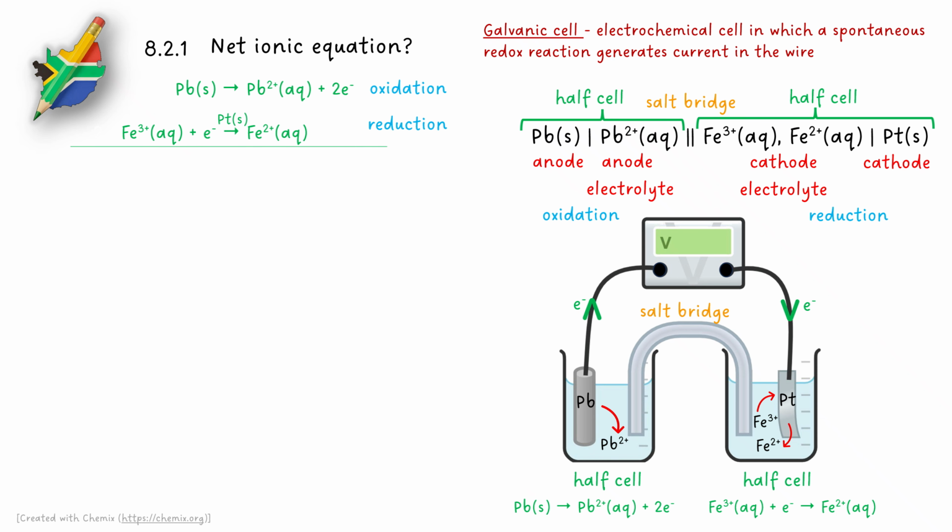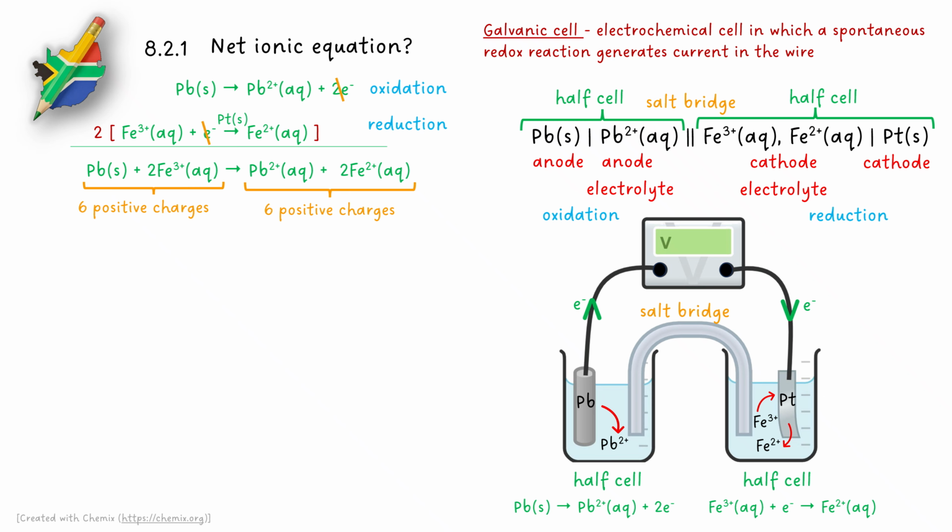Now that we have the oxidation and reduction half equations, we can add them to get the overall redox equation. We need to cancel electrons, so we must multiply the reduction half equation by 2. Now the electrons on the left and the right can cancel since there are 2 electrons on each side. We can add what remains, and we get solid lead metal reacts with 2 iron 3+ ions to produce lead 2+ ions and 2 iron 2+ ions. This equation is balanced. The charges are balanced too. This is the net ionic equation.